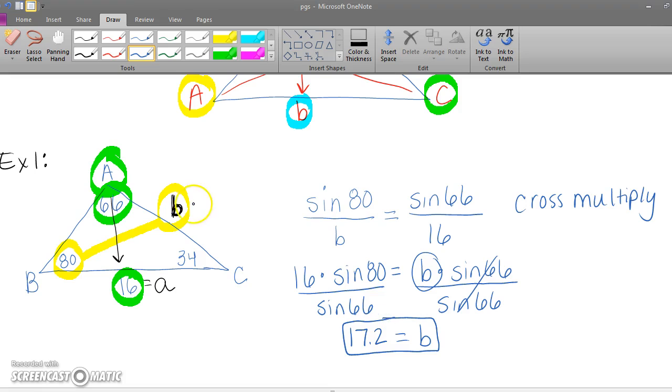Here is something to also note. This side would be 17.2. I don't know if you remember from geometry, but the bigger angle is opposite the bigger side. So 80 is bigger than 66, so side b should be bigger than side a, and it is. 17.2 is bigger than 16. It doesn't say in the problem, but if we wanted to, we could do law of sines and solve for little c over here. But that's not in the problem right now.